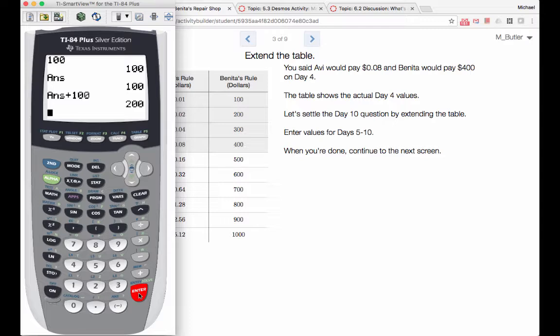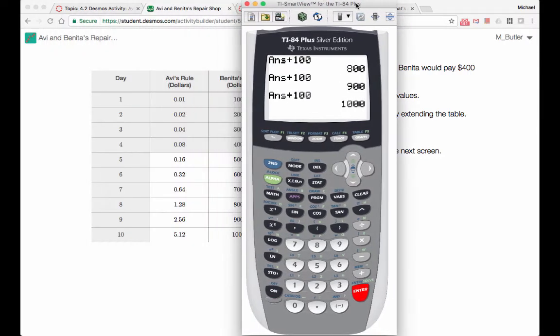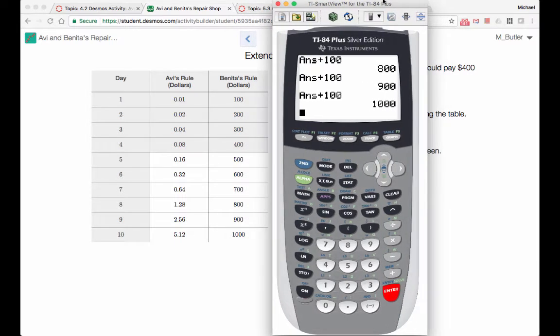Now here's the cool thing about this calculator. Every time I hit enter, it assumes that what you want me to do is the last thing I just did. So take the previous answer and add 100 to it, or 300. Take the previous answer and add another 100 and get 400. Every time I hit enter is going to be another day, and notice that it's just filling in the entries in the table for me. Okay, well that was pretty easy. Benita's rule was actually fairly simple to fill in, even without using the fancy calculator trick here. So let's slide over so we can see Avi's rule.